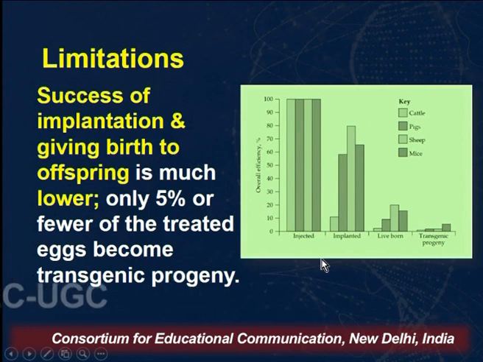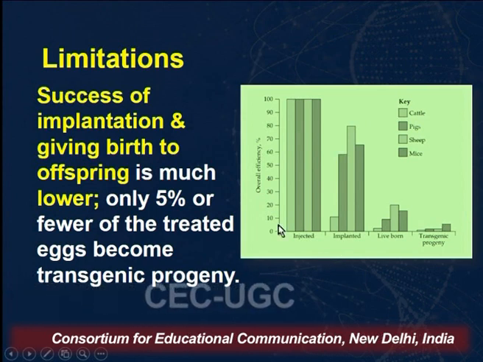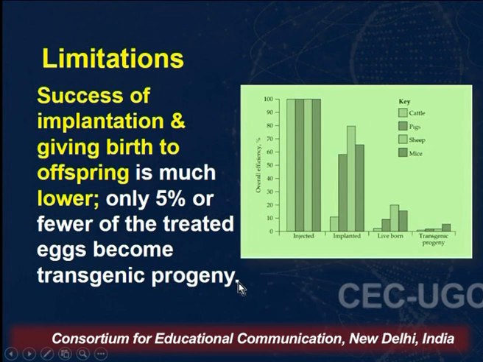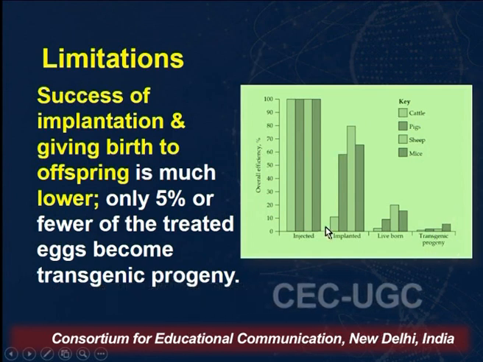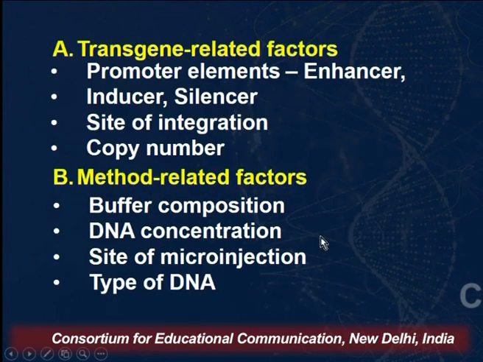I hope the creation of transgenic mice is now clearer to you, and this has been done by the microinjection method. There are certain limitations to that. For example, the success of implantation and giving birth to the offspring is much lower. As I said, only 5% or fewer of the treated eggs become transgenic progeny. So you start with a large number of eggs, but the efficiency of production of transgenic mice is 5%. This shows the limitation in different animals, and it can be due to transgene related factors, method related factors, or host related factors.